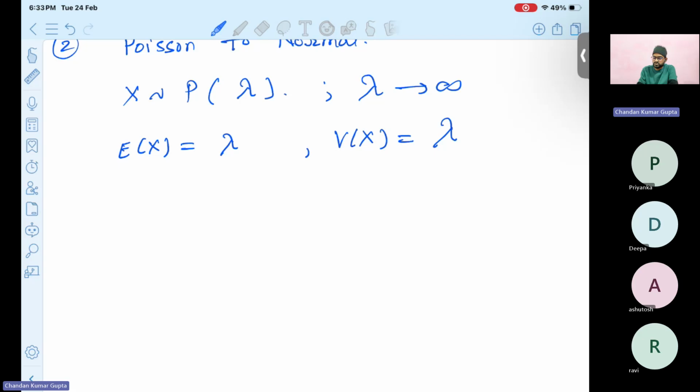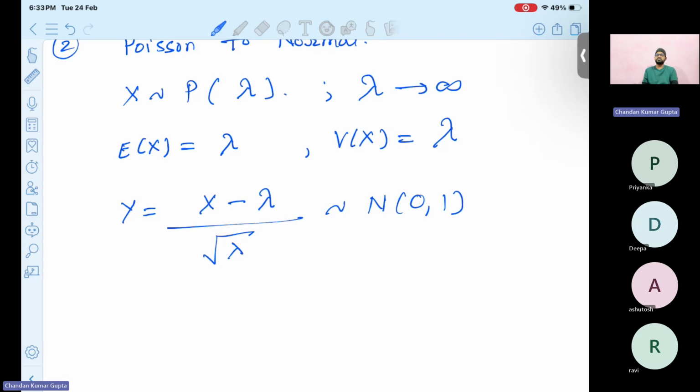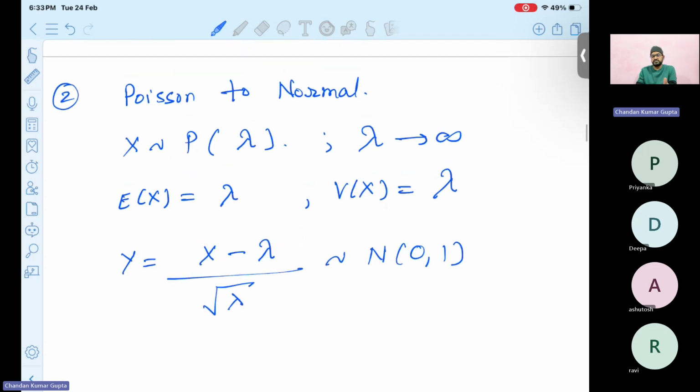Again, y, which is x minus the mean value lambda, divided by the standard deviation, which is the square root of lambda, follows a normal distribution with mean 0 and variance 1. So this is an approximately, or asymptotically, normally distributed random variable, y.